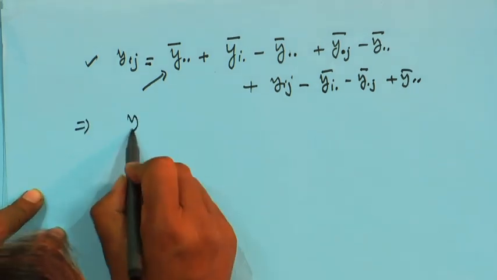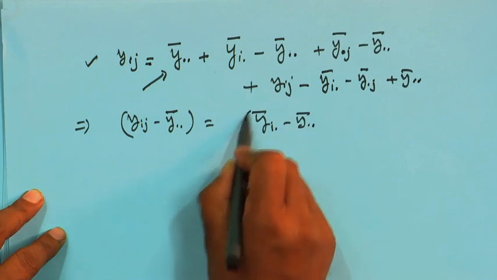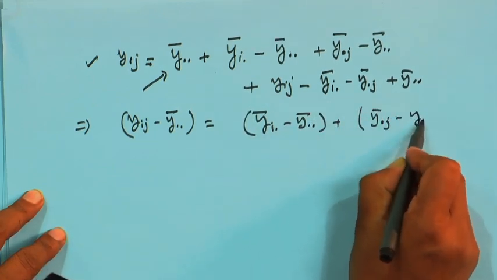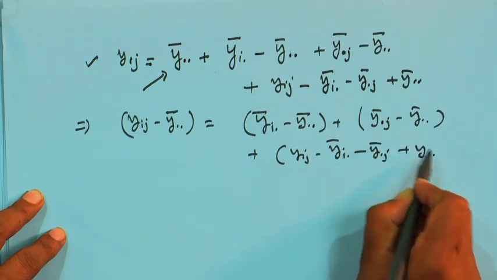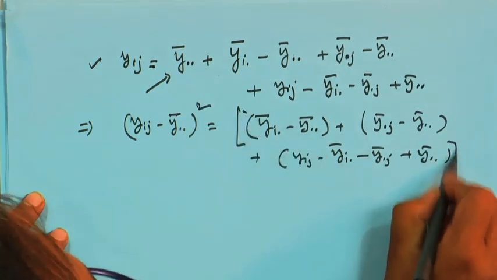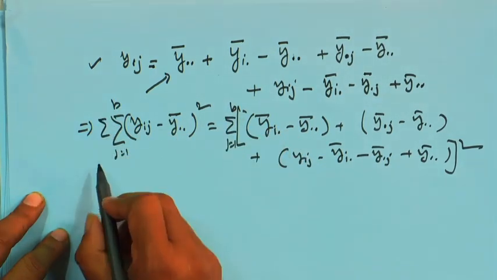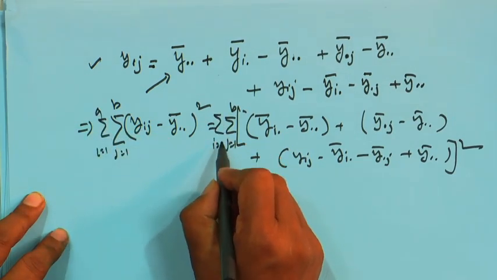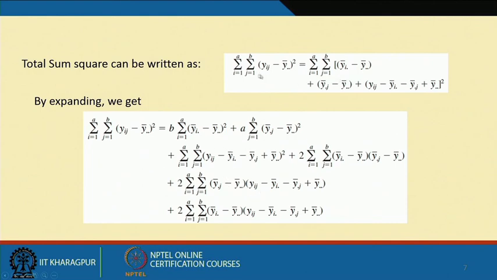Now if we do a little modification, y i j minus y dot dot bar will be y i dot bar minus y dot dot bar, plus y dot j bar minus y dot dot bar, plus y i j minus y i dot bar minus y dot j bar plus y dot dot bar. So, you square it, take summation j equal to 1 to b, summation i equal to 1 to a, and do algebraic manipulation. Finally, as you see on the slides, the first quantity becomes b times this, the second quantity a times this, the third quantity this, and there are some covariance type terms, 2 times this.